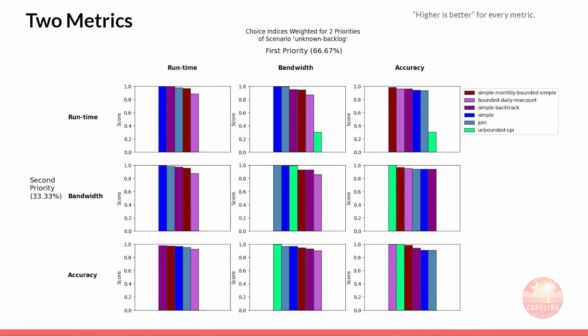Let's have a matrix where we allow ourselves to have 2 priorities. So first we'll pick, say, I care about accuracy first and runtime second. Here's the spread first. So simple, monthly, bounded, simple.